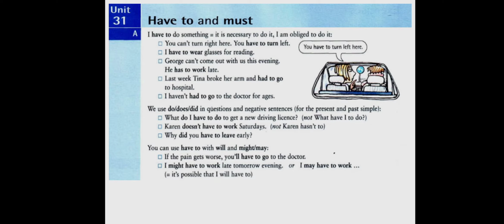Here we speak about a sign, a traffic light, a traffic sign that shows you are supposed to turn left. This is the rule. This is the external rule. So the speaker used here have to. So have to is used to express external obligation. Means it is objective.